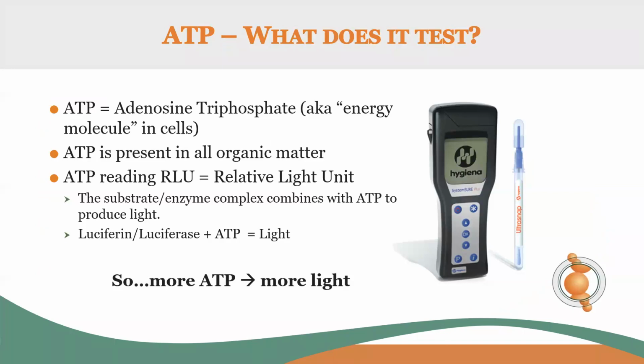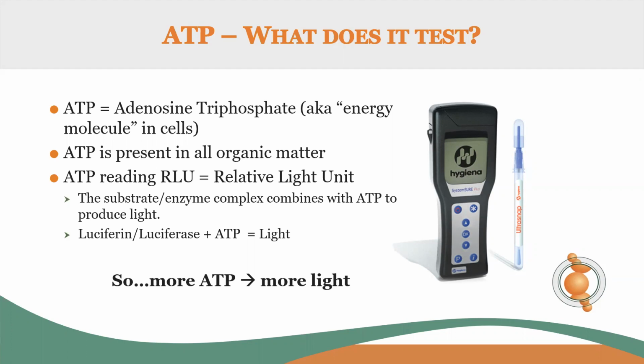Next, as I mentioned, we're going to talk a little bit about ATP and how it can be used in an environmental monitoring program. So what exactly is ATP and what does it test? ATP is adenosine triphosphate, which is the energy molecule in cells. ATP is present in all organic matter. ATP is read in RLUs, which stands for relative light units. So the substrate and enzyme complex in cells combines with ATP to produce light. Luciferin and luciferase are what combine with that ATP and produce light. So the more ATP there is, the more light will be produced.